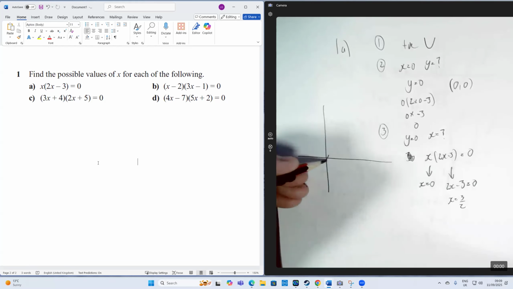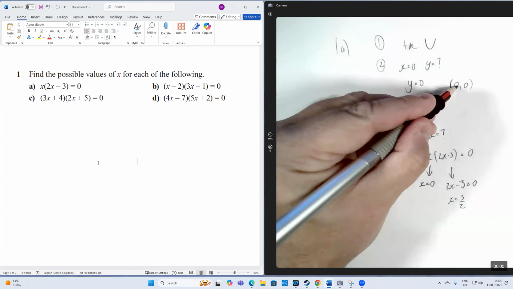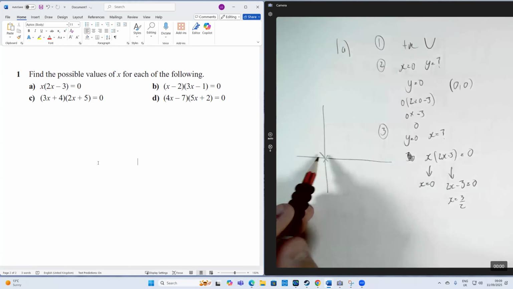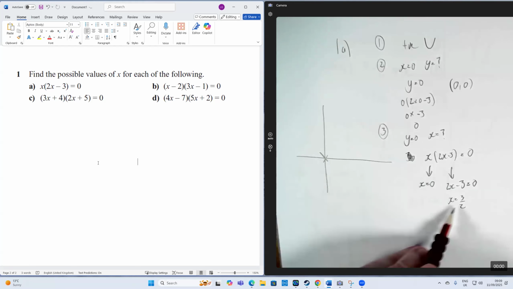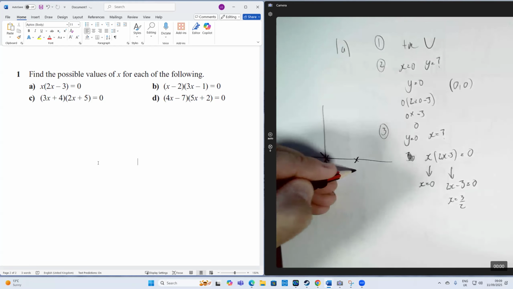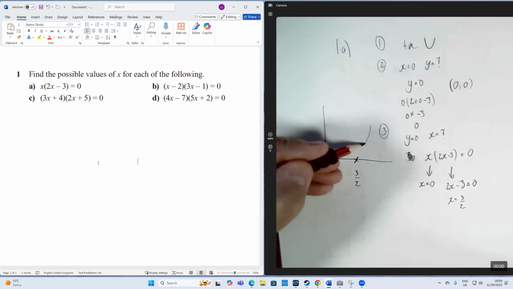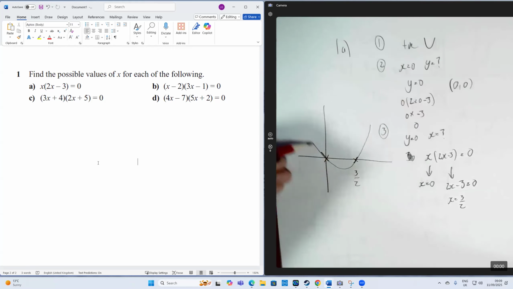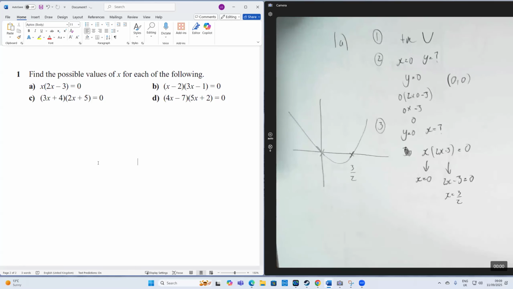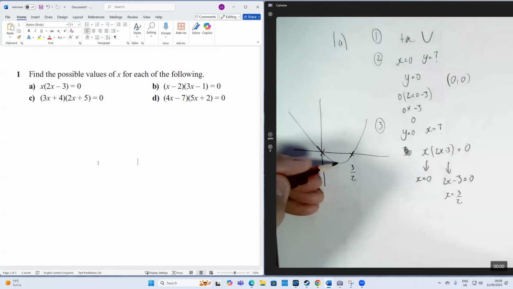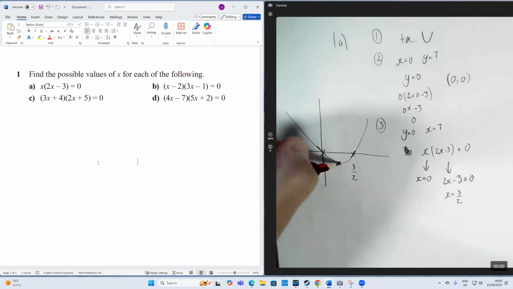It goes through the origin, point 0, 0. It cuts the x-axis at 0, which we've already got, and at 3 over 2. So, and it's a smiley kind of one. So it's going to look like that. Okay, perfect. Now, the only other thing that they could conceivably ask you for is what is the coordinate of the vertex.